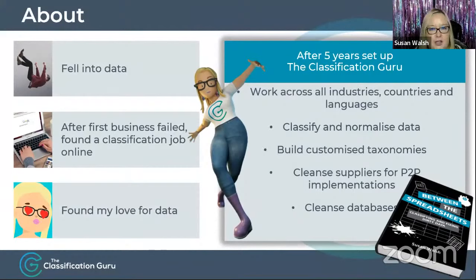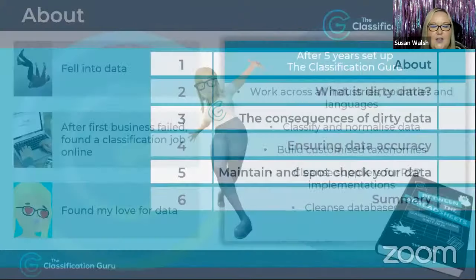So why do you need to do it? What happens when you don't? What are the practical ways of doing it? What's the best way to normalize suppliers? What's the best way to classify them? What about cleansing them in a database in Excel? How can you do that efficiently? So that's a little bit about me, but let's get on to the good stuff.